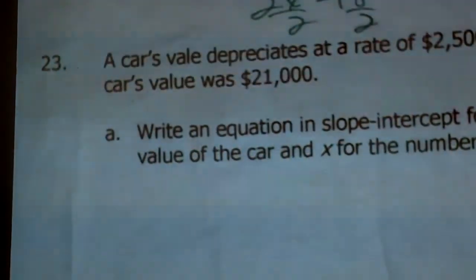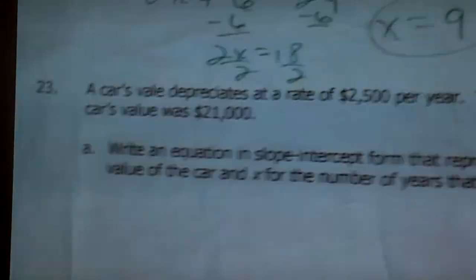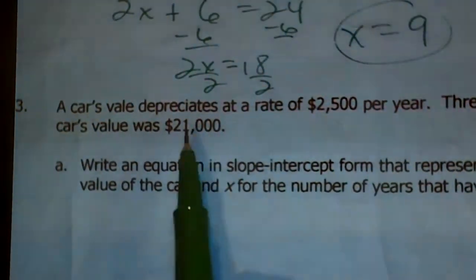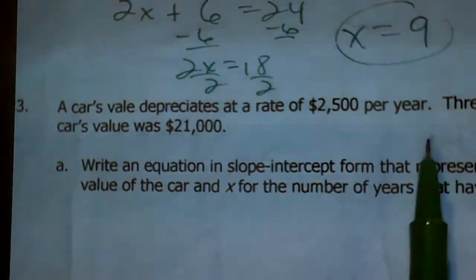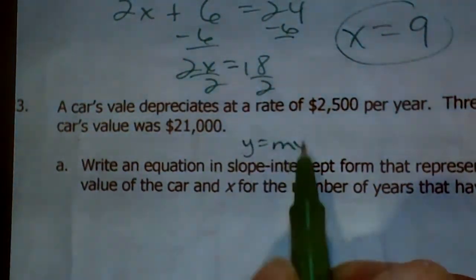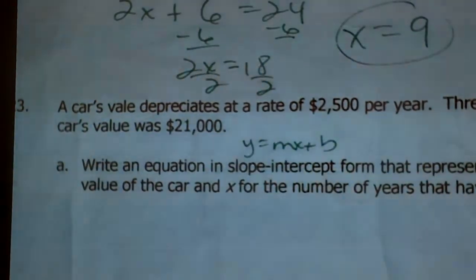A car's value depreciates, and it really is sad how quickly cars' values depreciate. You'll find out someday, but it depreciates at a rate of $2,500 per year. 3 years after it was purchased, the car's value was $21,000. I ask you to write an equation in slope-intercept form, that means y equals mx plus b, that represents the situation using y for the value of the car and x for the number of years that have passed.